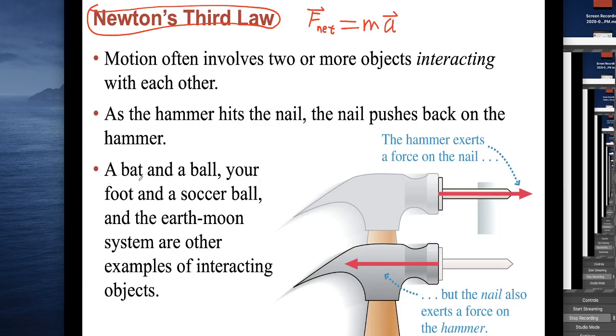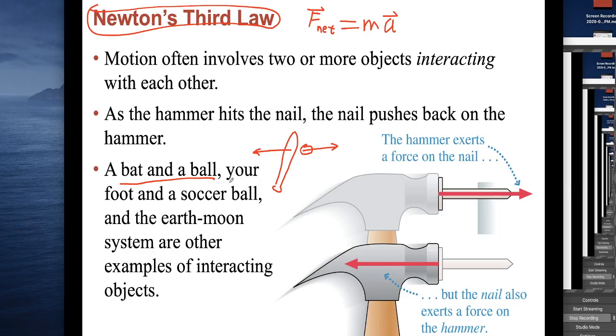Another example is a bat and a ball, or a foot and a soccer ball, and the Earth and Moon system are some other examples of interacting objects. Let's talk about them one by one. A bat and a ball. If a bat is hitting the ball, then the bat will give the ball a pushing force, which is pushing forward, and the ball will give another force on the bat, which is pushing the bat backward.